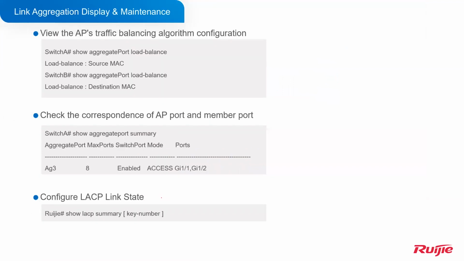And to verify the result, we can use the command show aggregate port load balance. On switch A, what we use is source MAC, and on switch B, what we use is destination MAC. And check the correspondence of AP ports and member ports with show aggregate port summary. So you can see that the aggregate port is AG3, and the member ports are G1/1, G1/2, right? And show LCP summary. You can see the LCP link state.